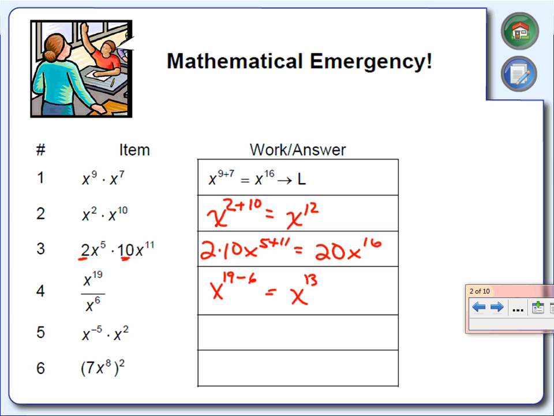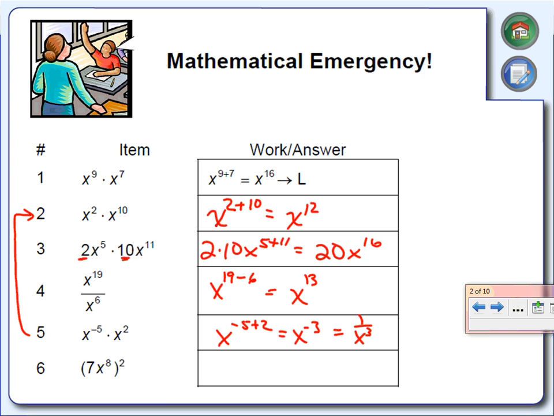Now number 5 here is very similar to number 2. The only difference is we've got a negative exponent, but that's all right. We're still going to take the exponents and add them together. So a negative 5 plus 2 results in a what? Negative 3. However, there's also a rule that says we can't have negative exponents. So how do you fix it so that we don't have a negative exponent? What's another way I can write x to the negative 3rd? 1 over x to the positive 3. So never, never, never, ever give me an exponent that's negative.